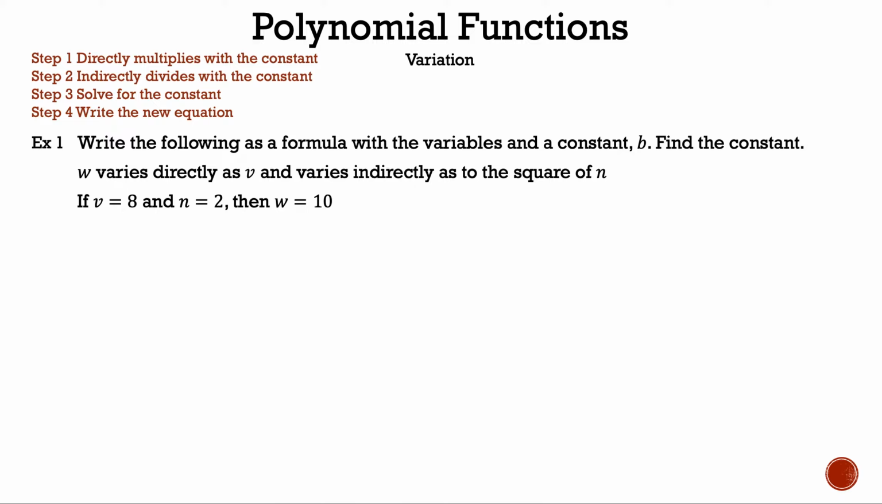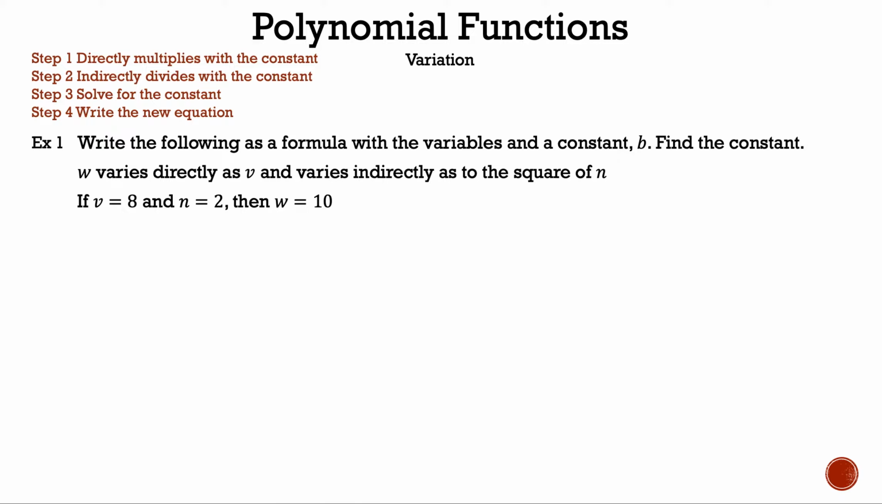Now, let's read the question. Write the following as a formula with the variables and a constant b. Find the constant. W varies directly as v, and varies indirectly as the square of n. If v is equal to 8 and n is equal to 2, then w is equal to 10.